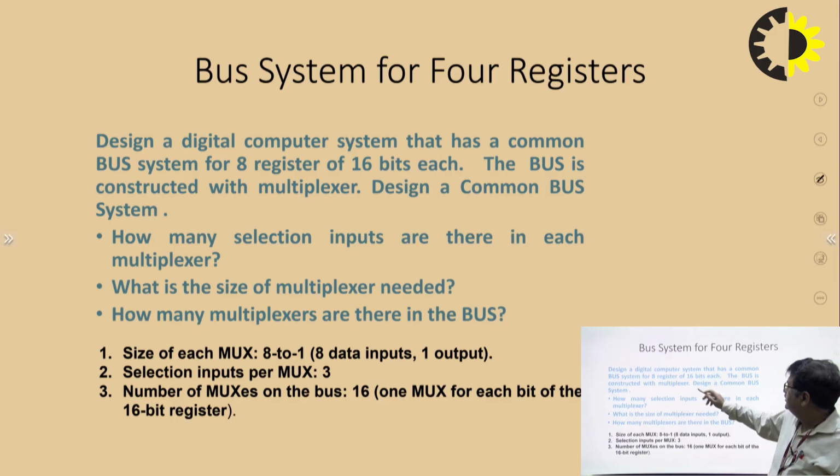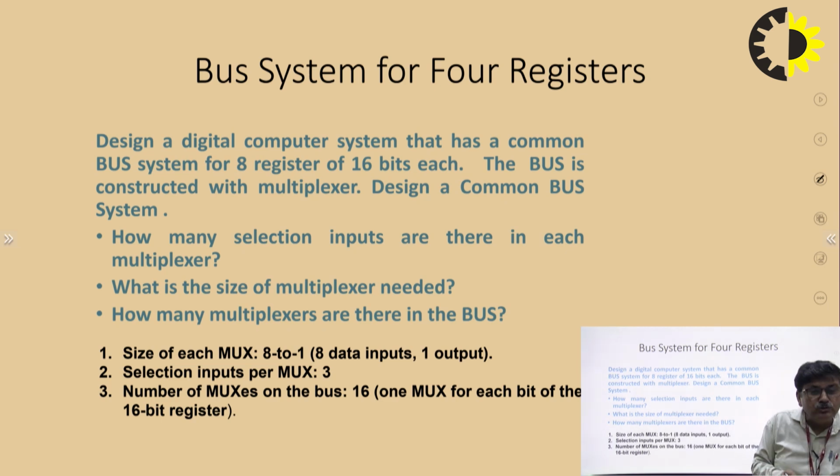In our question the register is 16 bits. In the diagram, I explained with the help of 4 bits. Now it says there are 16 bits. So how many multiplexers are required? 16.